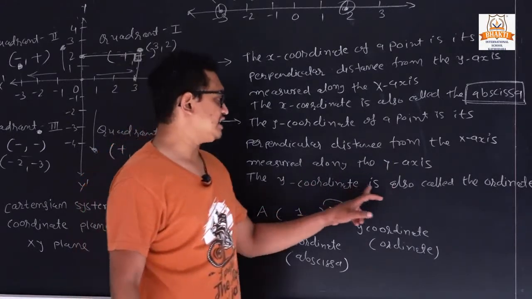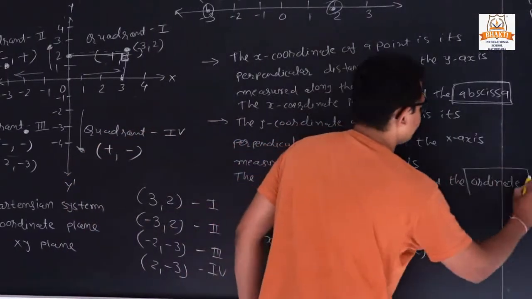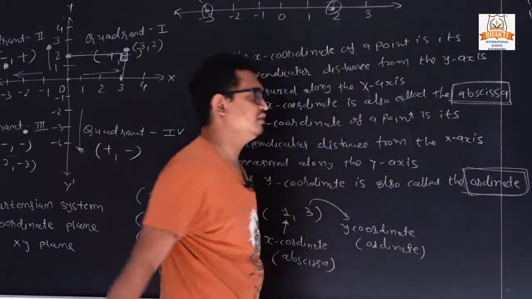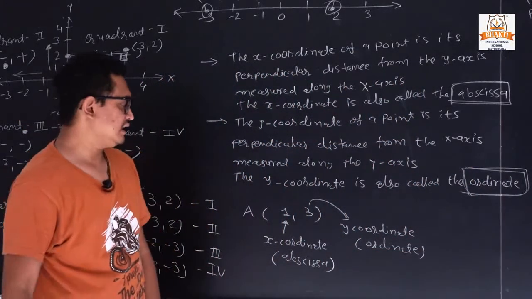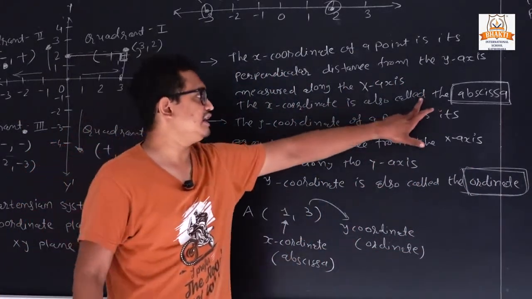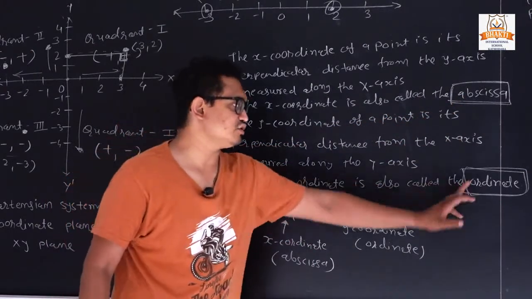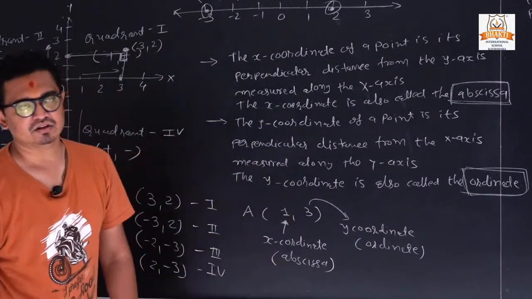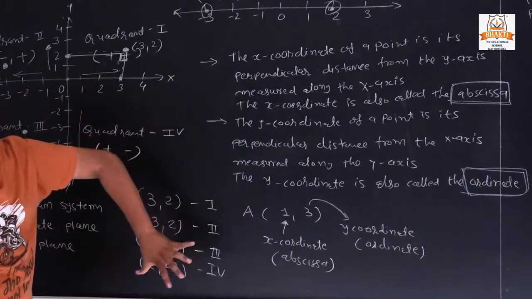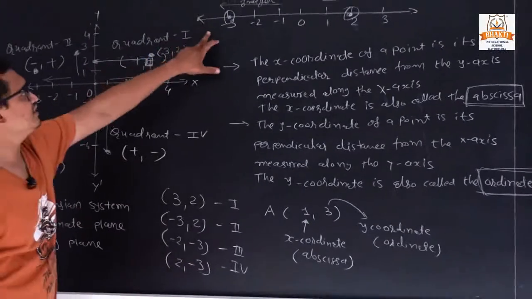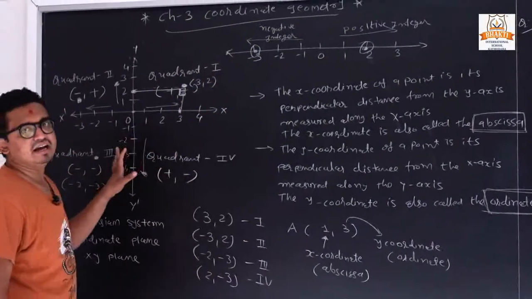So the y coordinate is also called the ordinate. Clear? The x coordinate is sometimes called the abscissa, and the y coordinate is also called the ordinate. So this chart is clear. It is in one plane, the xy plane.